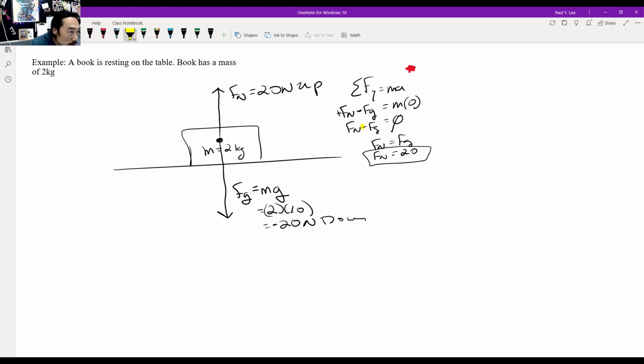So as long as you keep your signs in line, when you do the math correctly, right? So when we put the negative f of g over there, the negative goes away, and our final answer comes out to be a positive 20 newtons. All right, let's try another one.